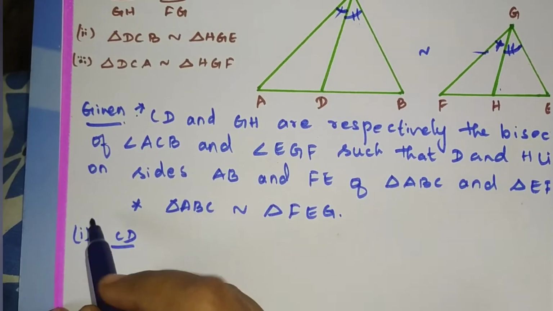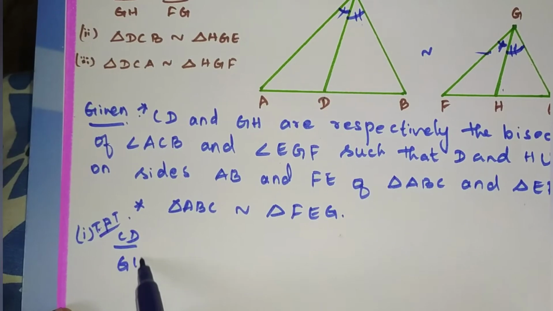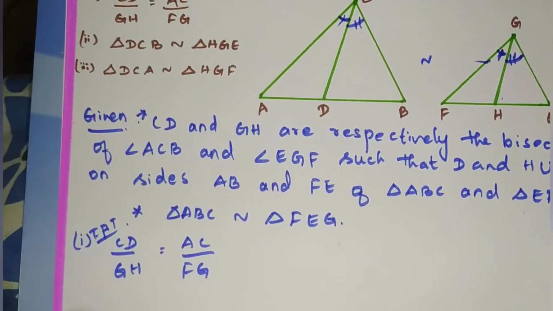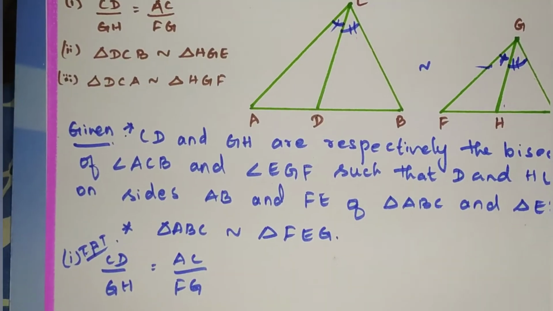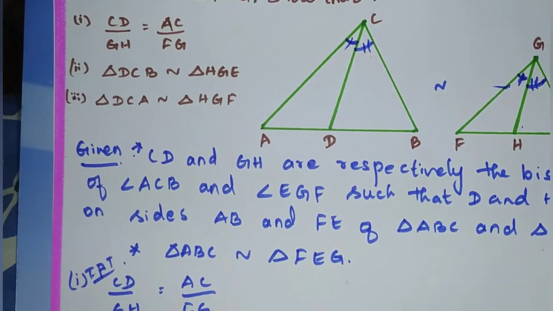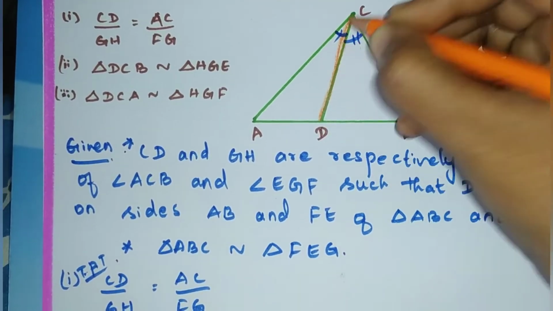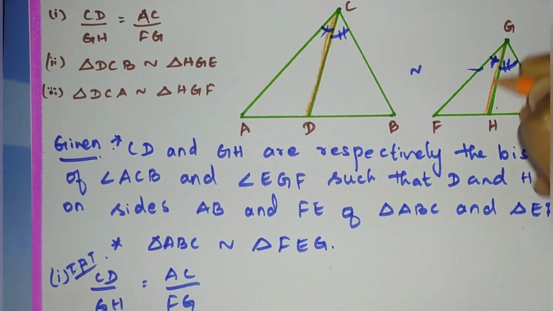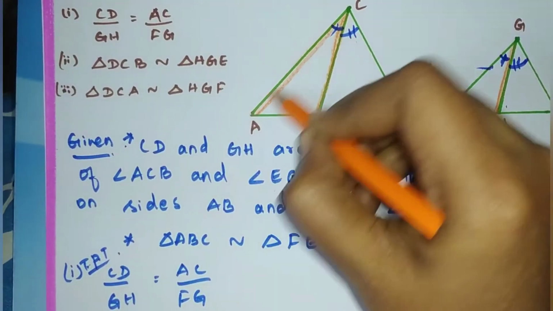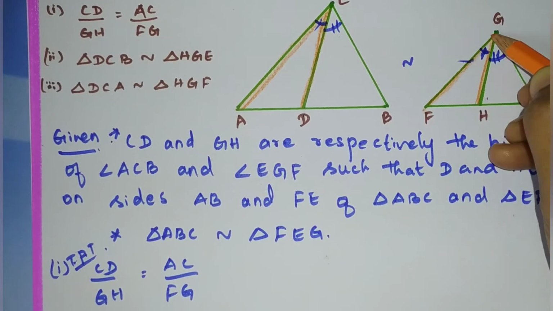First I am going to prove the first one. To prove CD divided by GH equals AC divided by FG. So first see, where is CD? Here it is. CD divided by GH equals AC divided by FG. Clear?